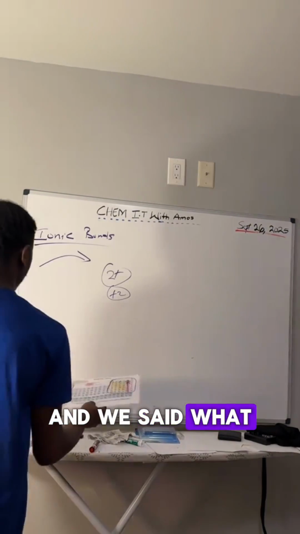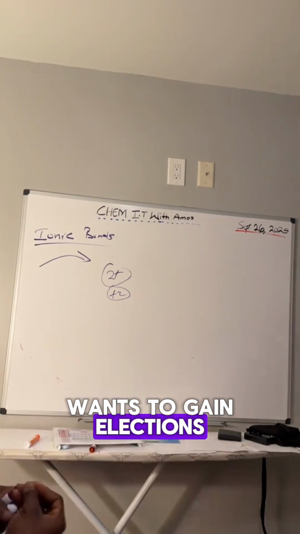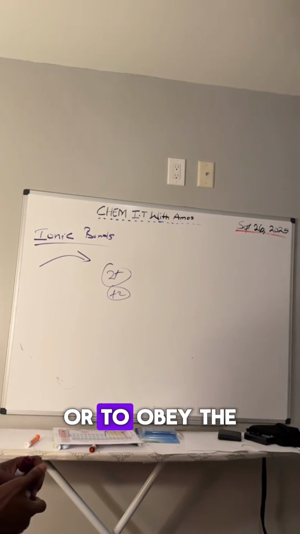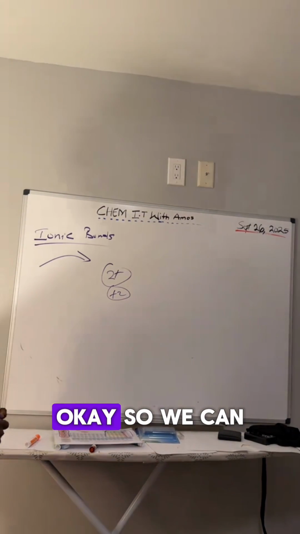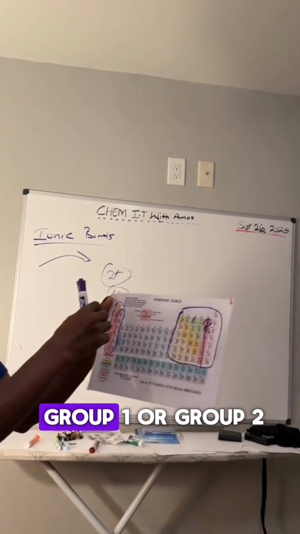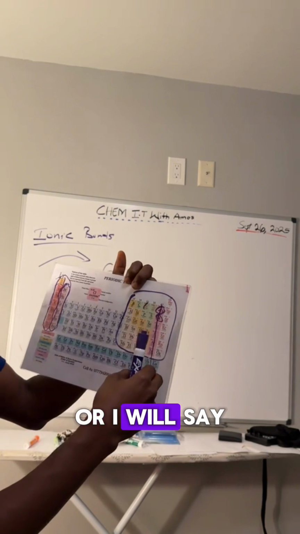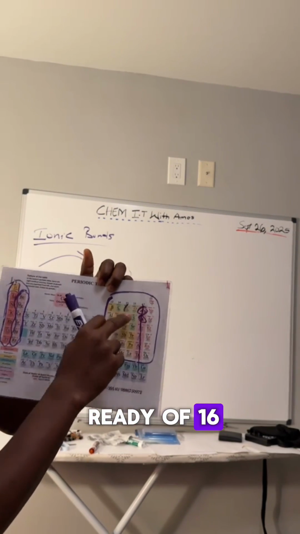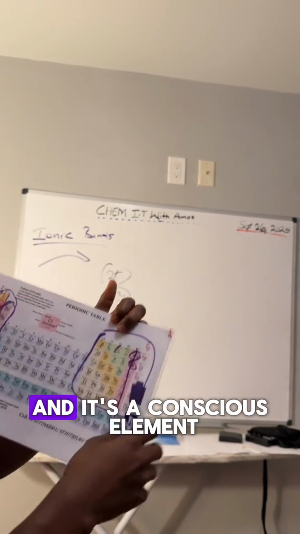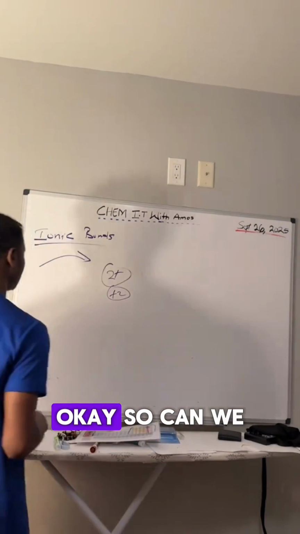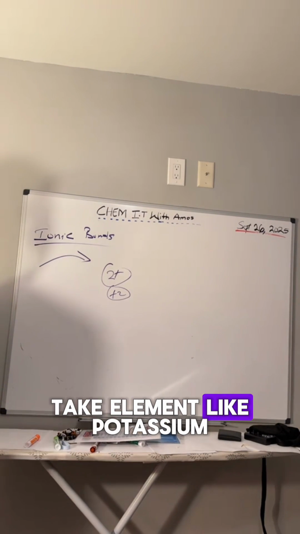So all those here are non-metal elements. And what are non-metal elements? These are elements that want to gain electrons in order to satisfy the octet or the duplex rule. Okay, so we can pick an element from group 1 or group 2 and also pick an element from group 17, or let me say group 16, because oxygen is also a non-metal and is placed in group 16, and it's a gaseous element.